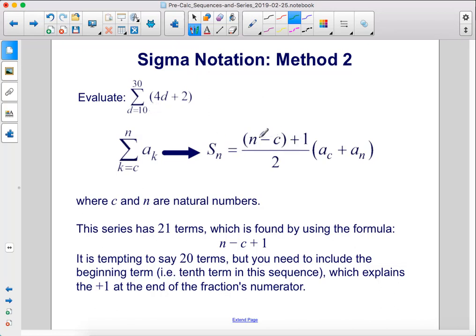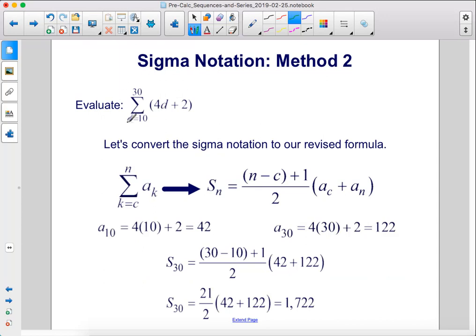Here you can see instead of n over 2, it's n minus c plus 1 over 2 times a sub c, which is our starting value, plus a sub n, which is our ending value, where c and n are natural numbers. This series has 21 terms, which is found by using the formula n minus c plus 1. It's tempting to say 20 terms, but you need to include the beginning term, i.e. the 10th term in the sequence, which explains the plus 1 at the end of the fraction's numerator.